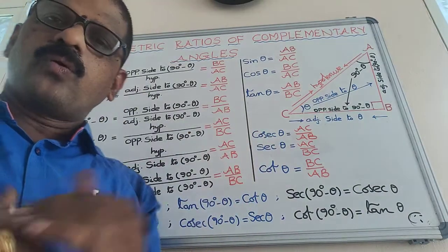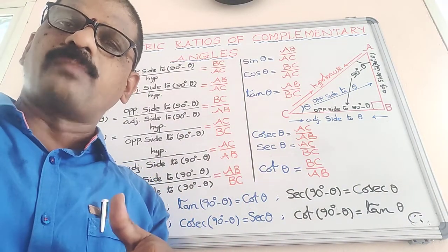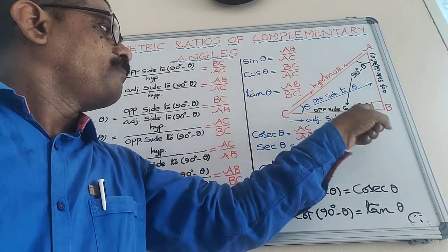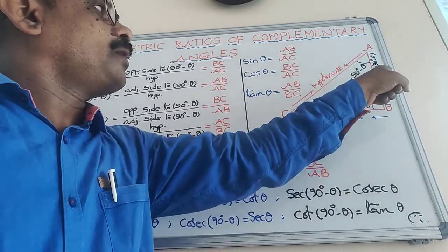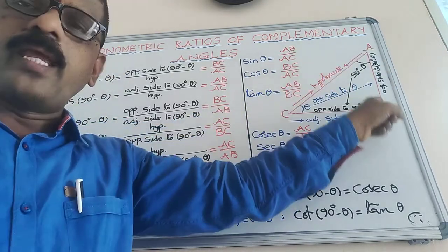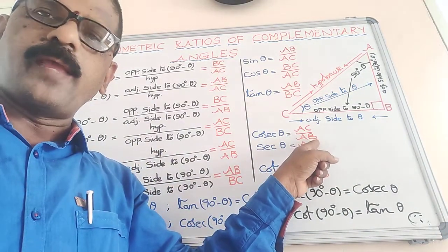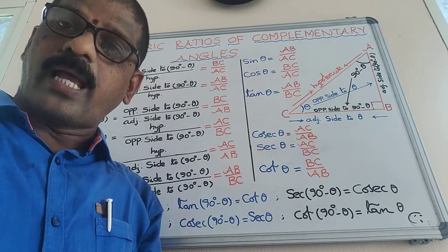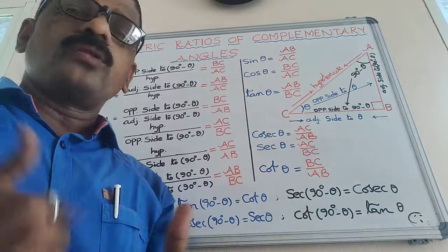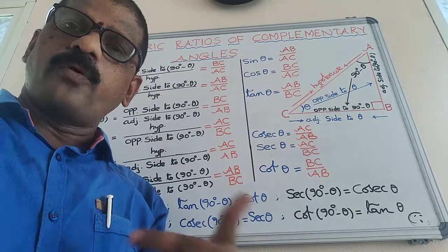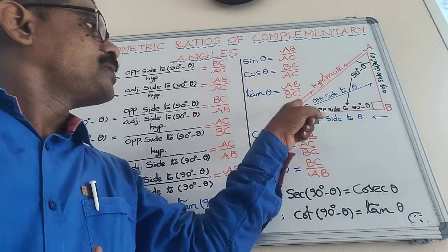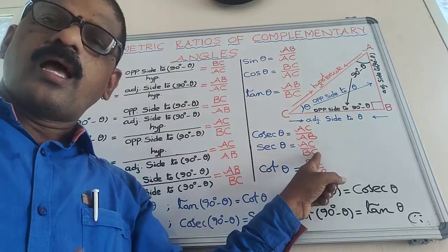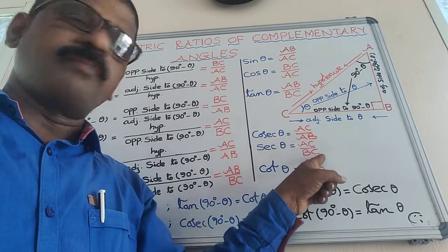Now cosecant theta. Cosecant theta definition is hypotenuse by opposite side to theta. So hypotenuse is AC and the opposite side to theta is AB. Now we can write AC by AB. Now secant theta. Secant theta definition is hypotenuse by adjacent side to theta. Hypotenuse is AC, adjacent side to theta is BC. Clear? Secant theta can be written as AC by BC.